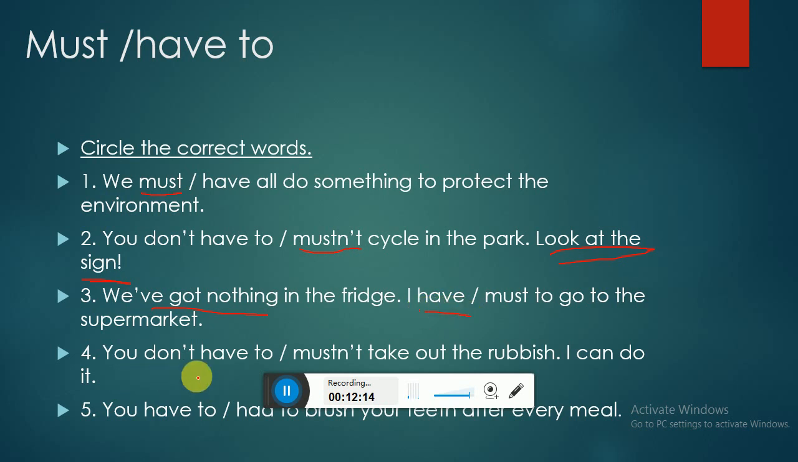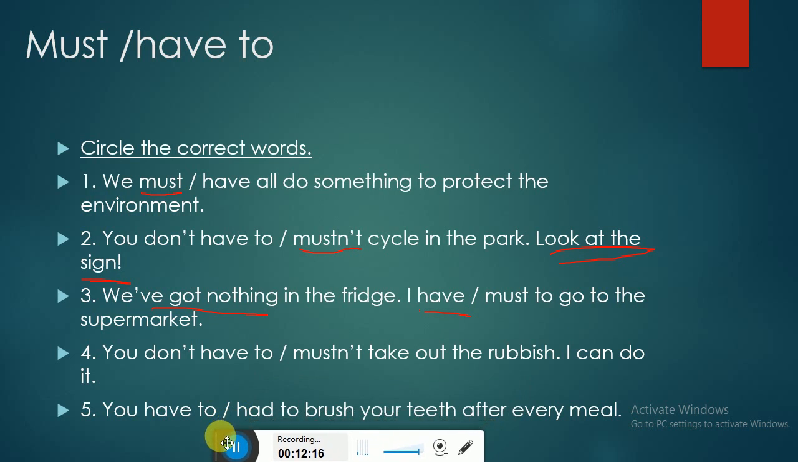Number 4, you don't have to or you mustn't take out the rubbish. I can do it. So here, this is an offer to do the thing. So you don't have to, the lack of necessity. It's not necessary for you to go and take out the rubbish. I can do it, so you don't have to.